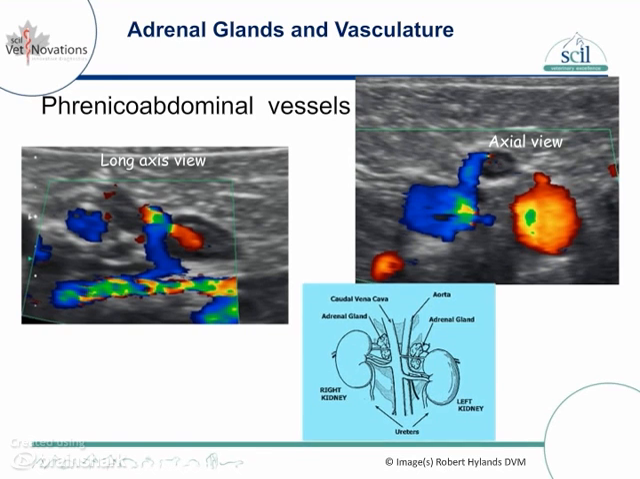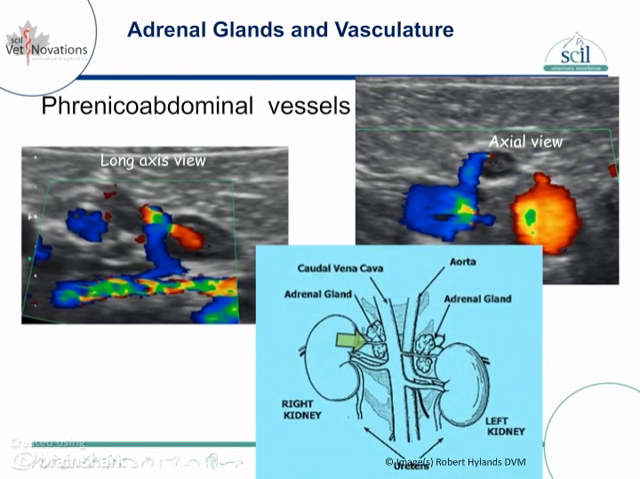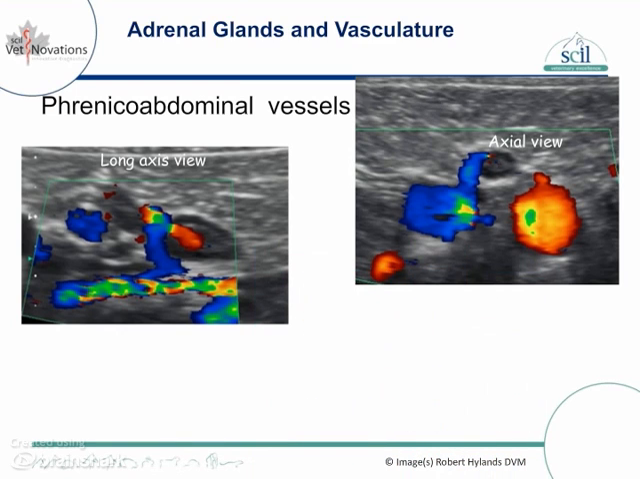The diagrammatic picture shows the location of the phrenico-abdominal veins relative to both adrenal glands and how they pass transversely through the mid-body of the glands. The upper left image shows the phrenico-abdominal vein in an adrenal longitudinal view, while the upper right image shows a transverse image of the phrenico-abdominal vein passing the adrenal gland heading towards the CVC, or caudal vena cava. The phrenico-abdominal artery can be seen leaving the aorta on the right as well.